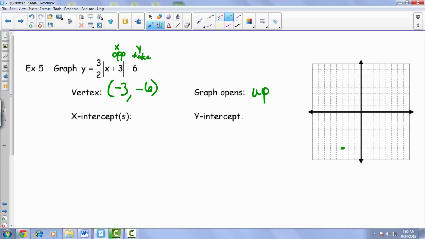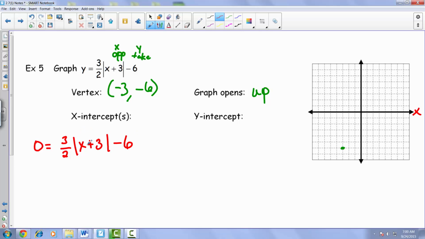Now going ahead and looking for our x-intercepts. Well, if we're trying to cross this x-axis, finding that x-intercept, notice that the y values are not going to be going up or down any. That's why it's going to be 0. So we're going to go ahead and let y be 0. So 0 is equal to 3 halves times the absolute value of x plus 4. I'm sorry, x plus 3 minus 6.